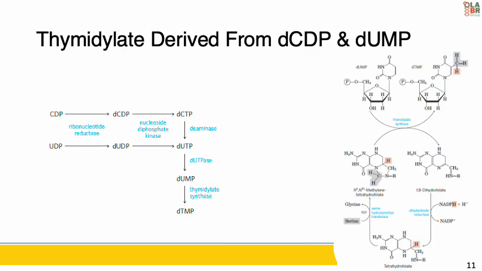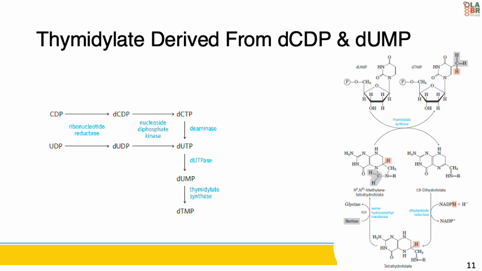So in the previous slide, we were talking about these cancer targets, right? And I was mentioning thymidylate quite a bit. So in this slide, we're just going to go over what it is, and talk about how thymidylate is derived from dCDP and dUMP. So DNA contains thymine rather than uracil, as we know. And the de novo pathway to thymine involves only deoxyribonucleotides. So the immediate precursor of thymidylate, or dTMP, is dUMP.